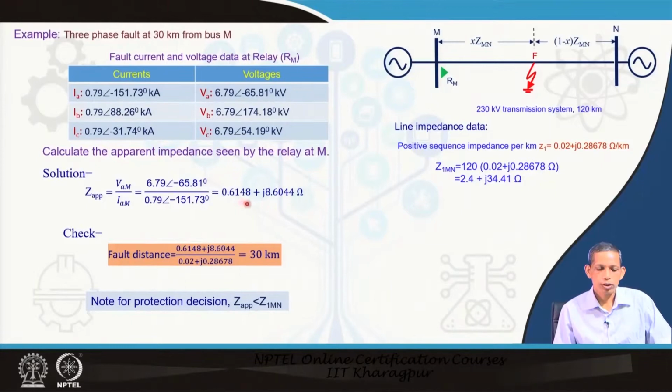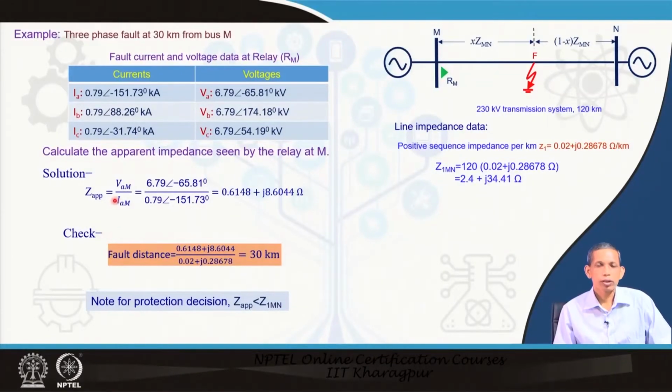So, this is the apparent impedance calculated by the relay, which will subsequently be used for the relay decision. The relay will afterwards check whether this impedance is inside the trip boundary or not. If it is inside, it goes for a trip decision, otherwise it remains silent.